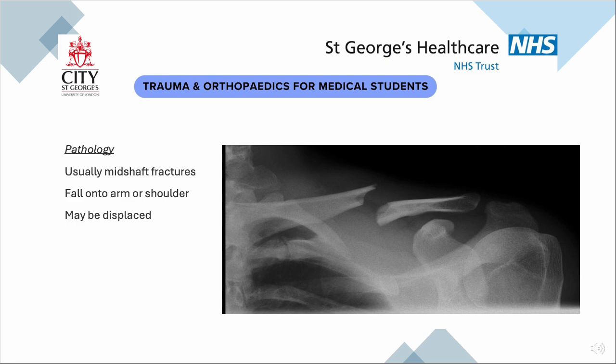The majority of clavicle fractures are mid-shaft, sustained by a fall onto the arm or the shoulder, and there's an axial load and something gives in the middle. They can be displaced or undisplaced, and they can be comminuted, so they may have multiple fragments or not.